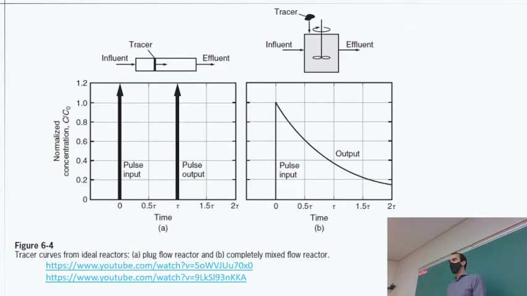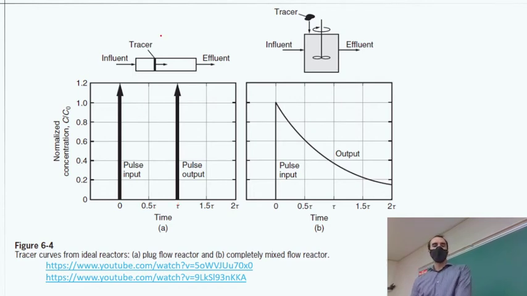So depending on which type you're using, and there are reasons to use both, you can take a look at what happens if you add some tracer. If we add some material that we can track easily, then in an ideal reactor, again, we have this graph here where we see the concentration as C over C naught. If you did a pulse input at time 0, you added that much, then sometime later, you're going to be able to measure what's coming out.